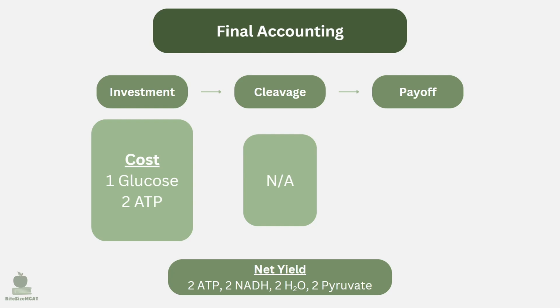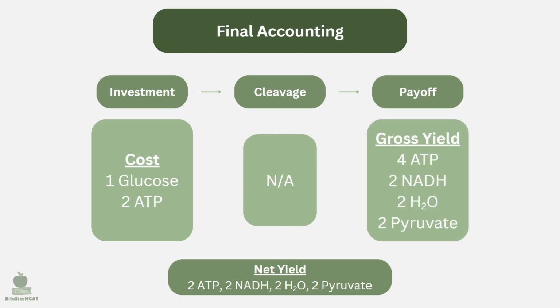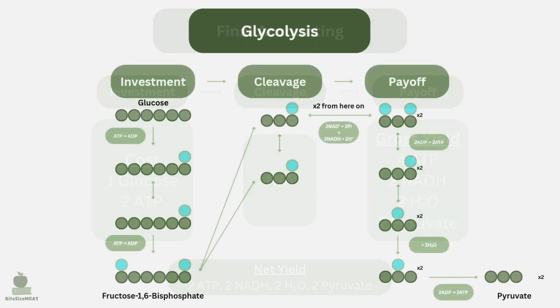What did we produce? Well, we made 4 ATP, we made 2 NADH, we made 2 H2O, or water molecules, and 2 pyruvate molecules. The ATP were generated by phosphoglycerate kinase and pyruvate kinase via what mechanism? Yeah, substrate level phosphorylation. And the NADH was generated by glyceraldehyde 3-phosphate dehydrogenase. And lastly, the water was generated by enolase. So that's glycolysis. Even though this is a simplified graph without all the actual molecules, it is a useful framework for thinking, visualizing, and understanding glycolysis.